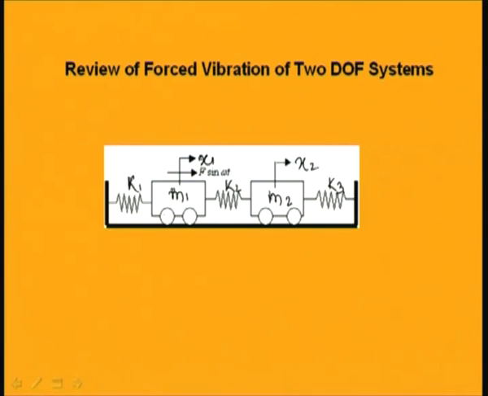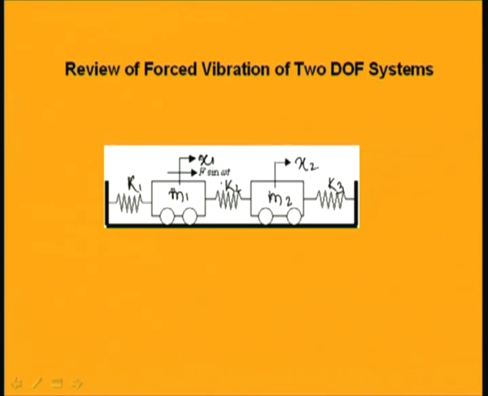Before going to study about this vibration absorber, let us first review the forced response of a 2 degrees of freedom system. A spring mass system is shown here. M1 and M2 are the masses of this system, and K1, K2, K3 are the stiffnesses of the system. Let this mass M1 be subjected to a harmonic force of F sin omega t.